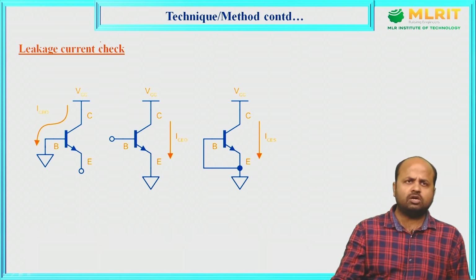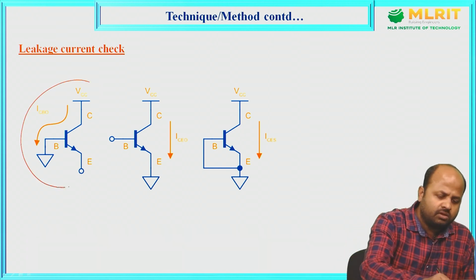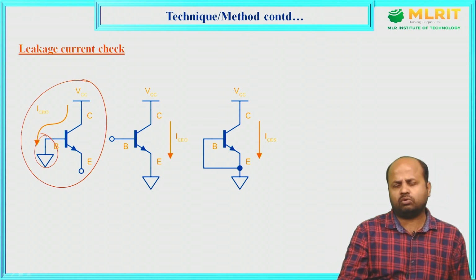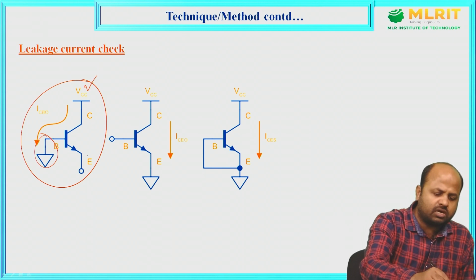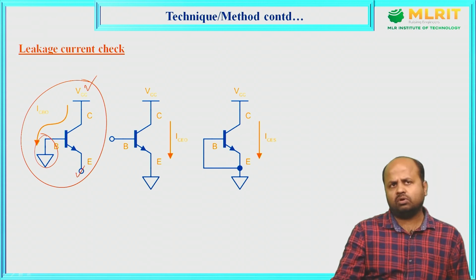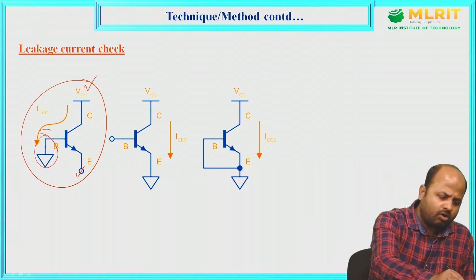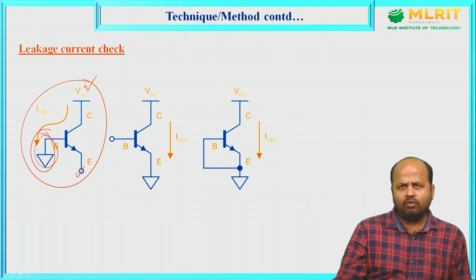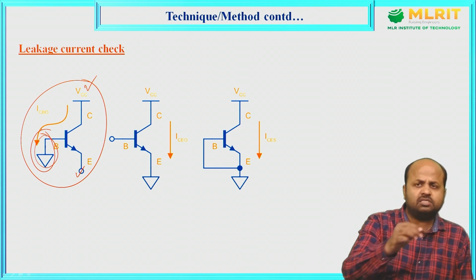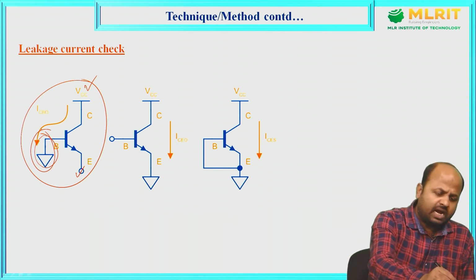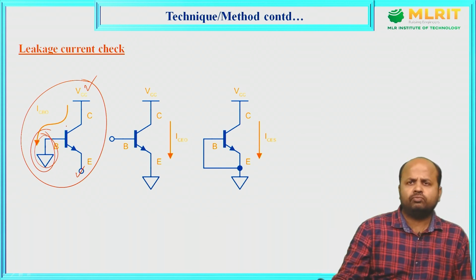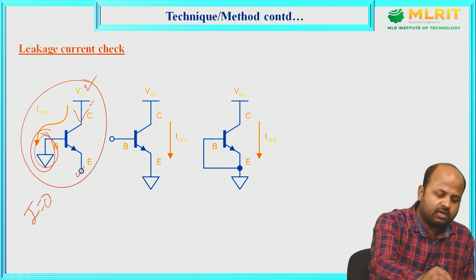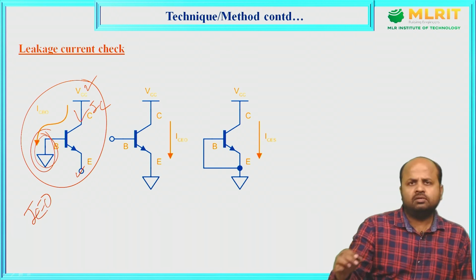So in order to test the leakage current, we connect the base terminal to ground, apply VCC to the collector, and connect the emitter to ground. Since we are not applying any base voltage, the transistor is in the off condition, and whenever the transistor is in the off condition, ideally no current should flow. Ideally I should be 0. This collector current should be 0.